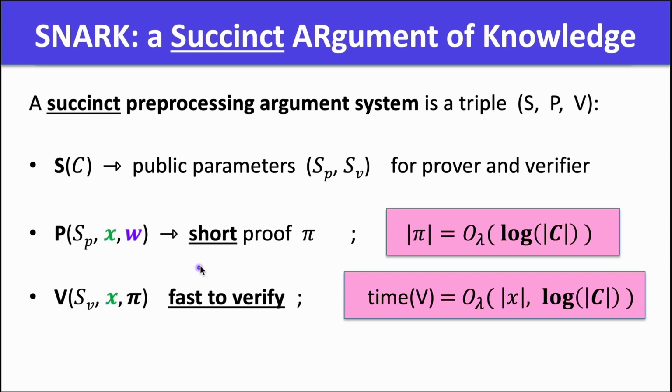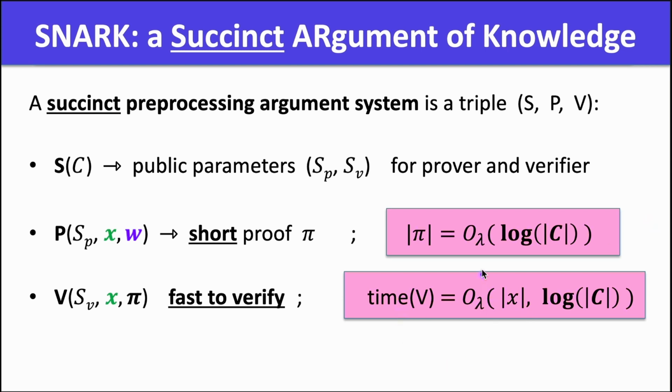The first requirement is that the proof be short, meaning that the length of the proof pi should be at most logarithmic in the size of the circuit C. And the proof should also be fast to verify, meaning that the time to verify the proof should be at most, again, logarithmic in the size of the circuit C. Of course, we need to allow the verifier to read the statement X, so we allow the verifier to run in linear time in the size of the statement X.